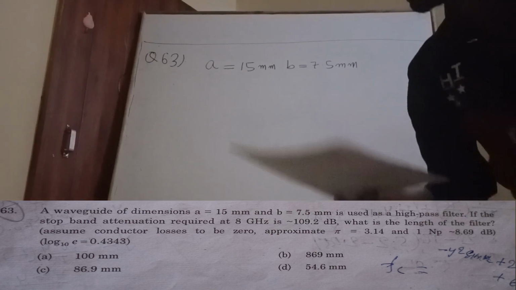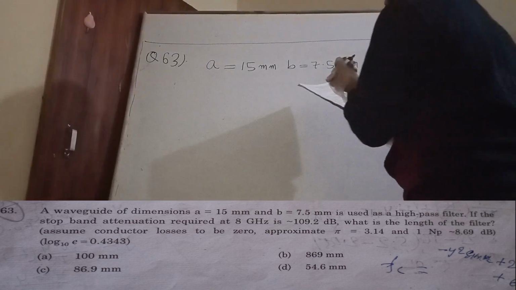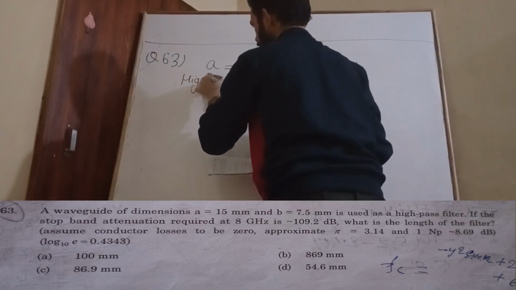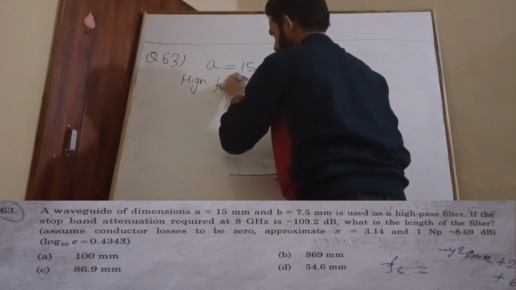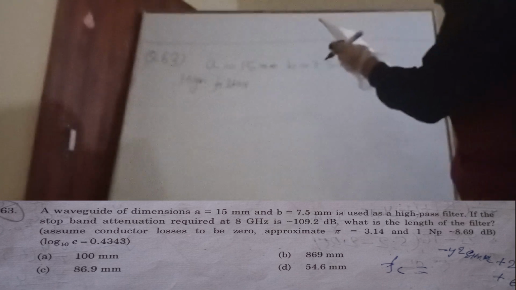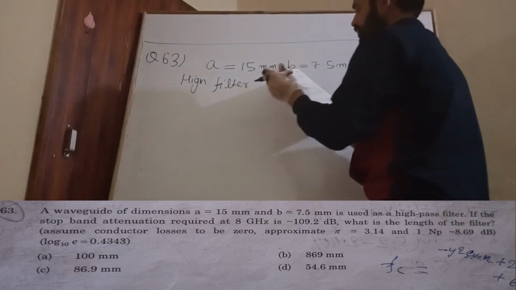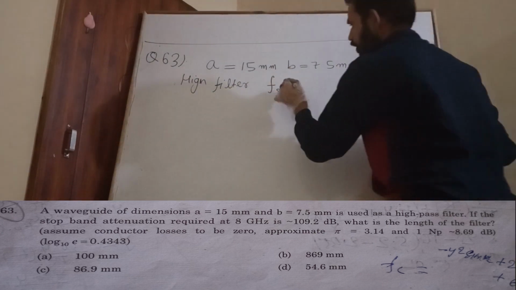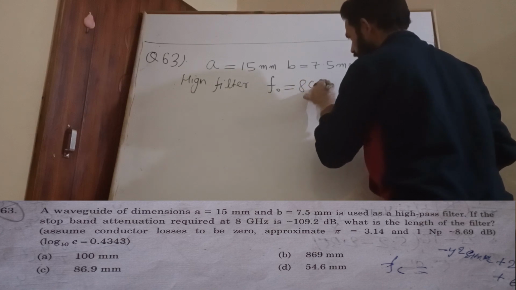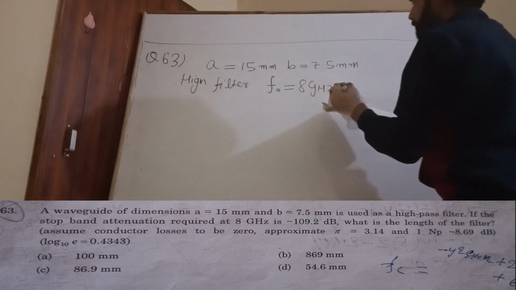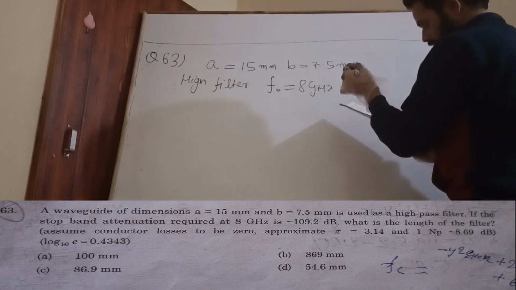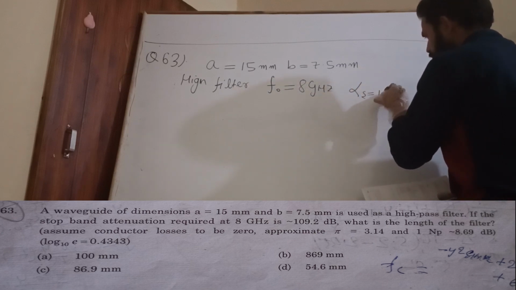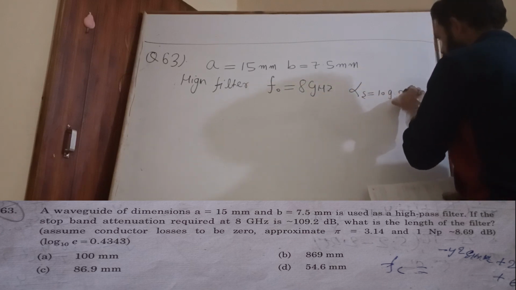Then after that he's saying that it is used as a high pass filter. If the stop band attenuation required at the operating frequency of 8 gigahertz is given as 109.2 dB.